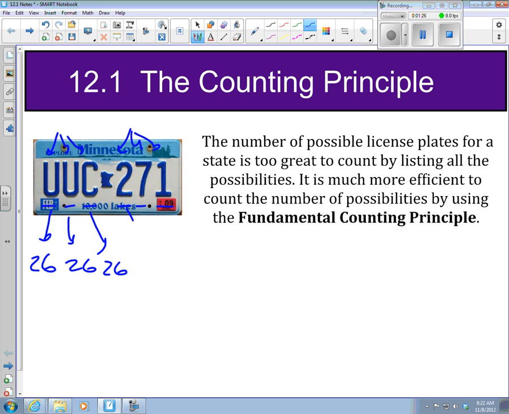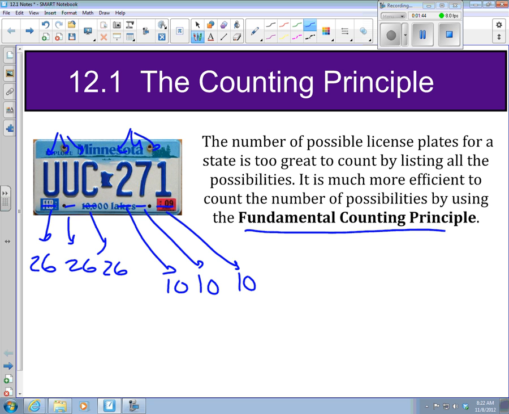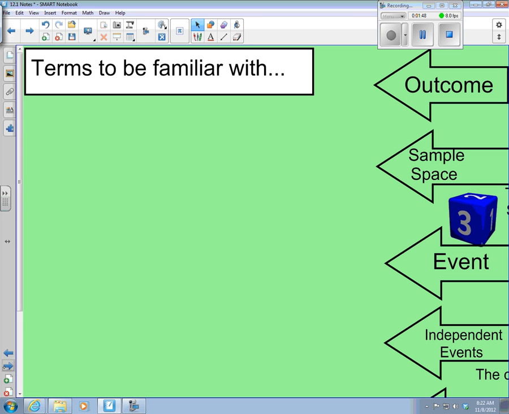For the numbers now, you would think it would be 9, but you can use the numbers 0 through 9. So there's 10 different choices for each event here. Okay, we're going to talk about how you use these different events and come up with a number of possible outcomes using the fundamental counting principle. But first of all, let's talk about some other terms. Terms to be familiar with.